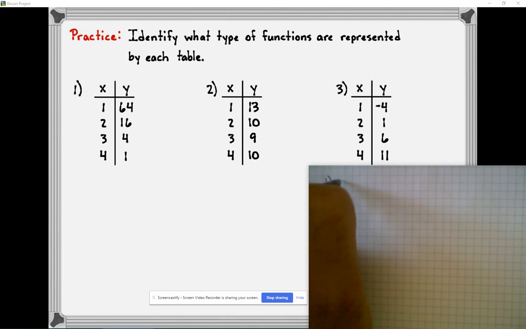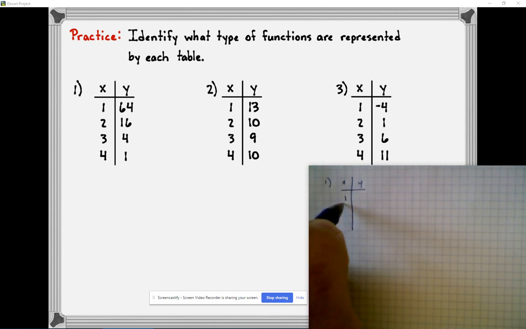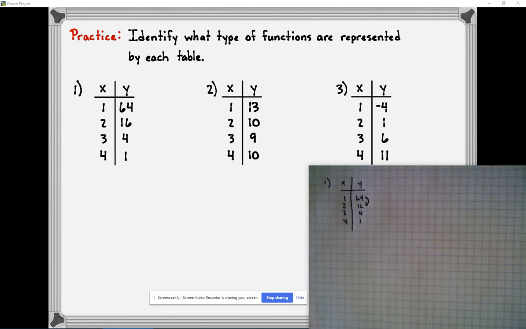Number one, the XY table. I'm going to write it out so we can do some work with it. Step 1, 2, 3, 4. We have 64, 16, 4, and 1. So in this case, we have to ask ourselves, how do I get from 64 to 16? That's a big jump. And notice that the difference from 64 to 16 is really big in comparison to the difference between 4 and 1. That's really small. So I know it's not going to be linear because those aren't going to be the same values. Do you see any other pattern?